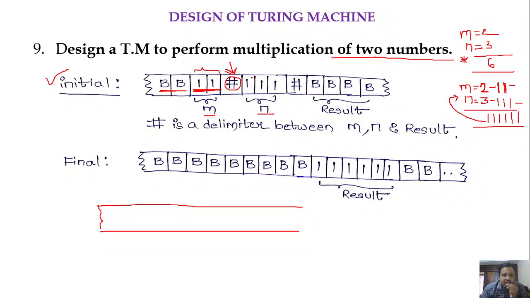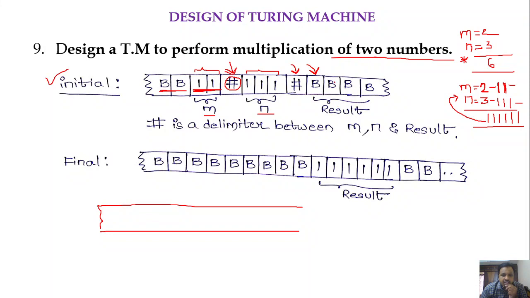After the hash I am using some of the cells to represent the input n. Next, again I am using the hash to represent the end of the input n, and if we move the head towards the right of the hash, it gives the result. Those cells on the right side of the hash I am using for storing the result. So the input tape consists of the m value, n value, and also the result.